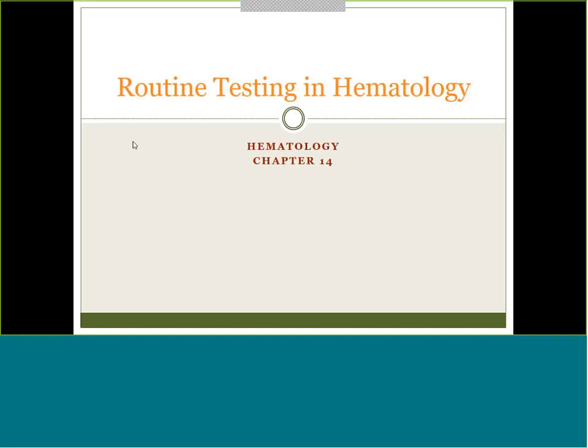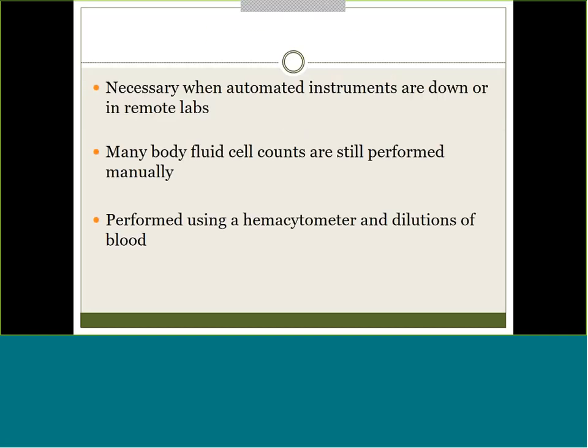And there's going to be a great review question on this chapter right here that has lots of calculation practice problems, because that's the key to getting calculations down, is to practice them. So with that being said, let's jump into our different calculations. So first up is manual cell counts.